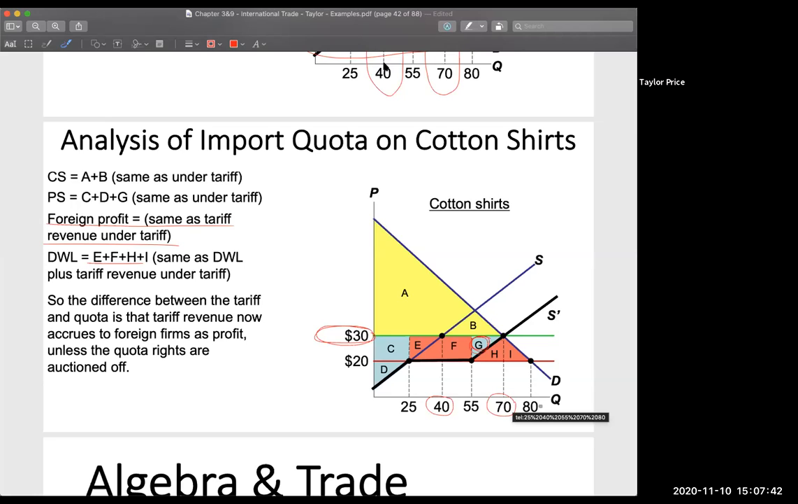So in this case, if they said that they only want 30 imports to still occur, you would basically just have to go to the graph and say the difference between 70 and 40 is 30, and then just go over to the price and say the price is going to be $30. So that's kind of a simplified version of quotas, if you want to think about it that way too.